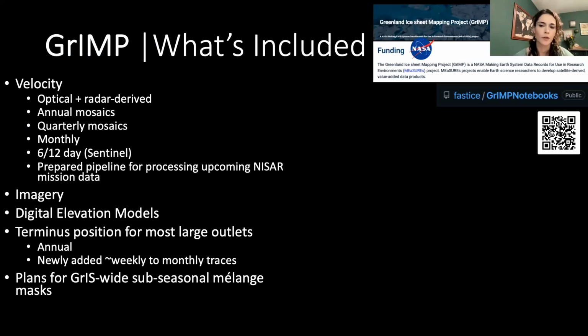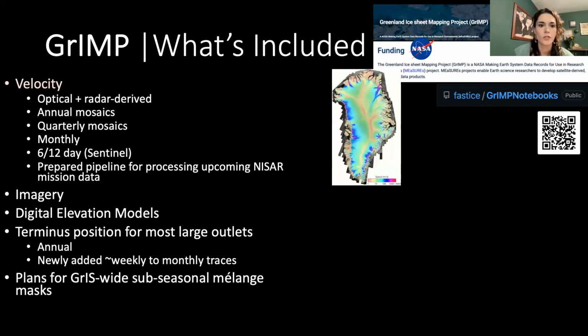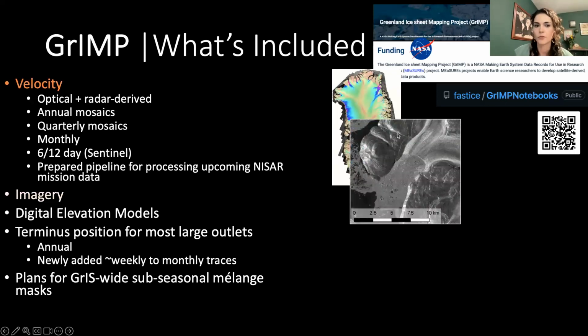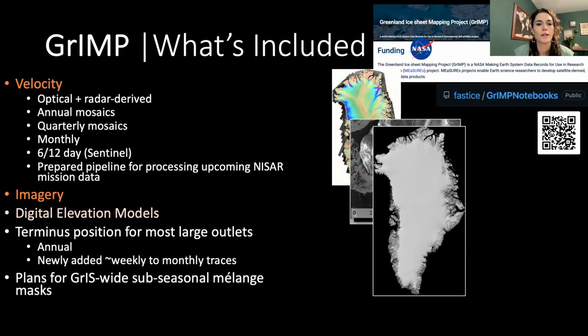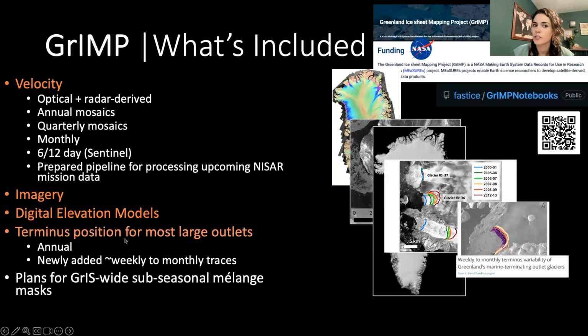And these are available as 6-day, monthly, quarterly, or annual mosaics. You can get an average over the time period of your interest. So in addition to velocity maps, again, you have imagery. Also digital elevation models, so looking at how the surface has changed over time, or having a reference digital elevation model, which is really important for a lot of velocity processing. And then also terminus positions for most large outlet glaciers, and these are updated on a quarterly to annual basis.